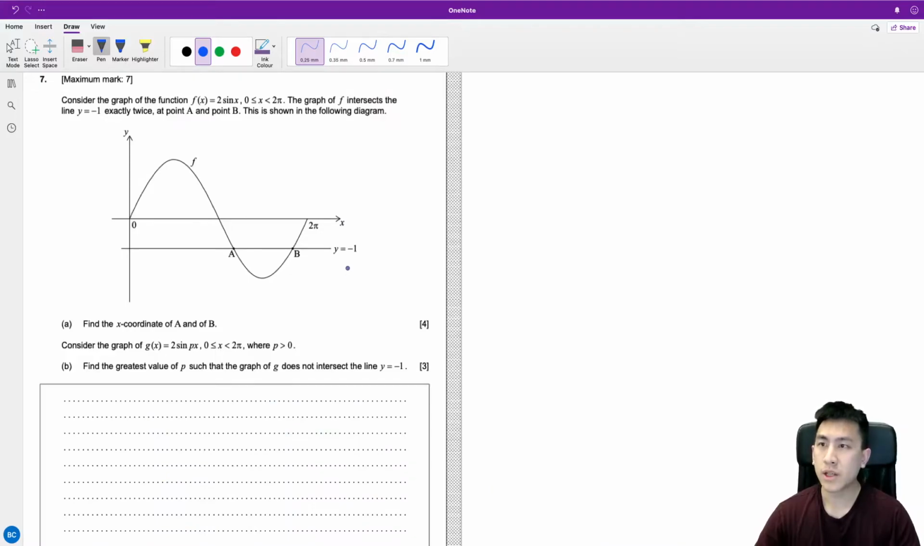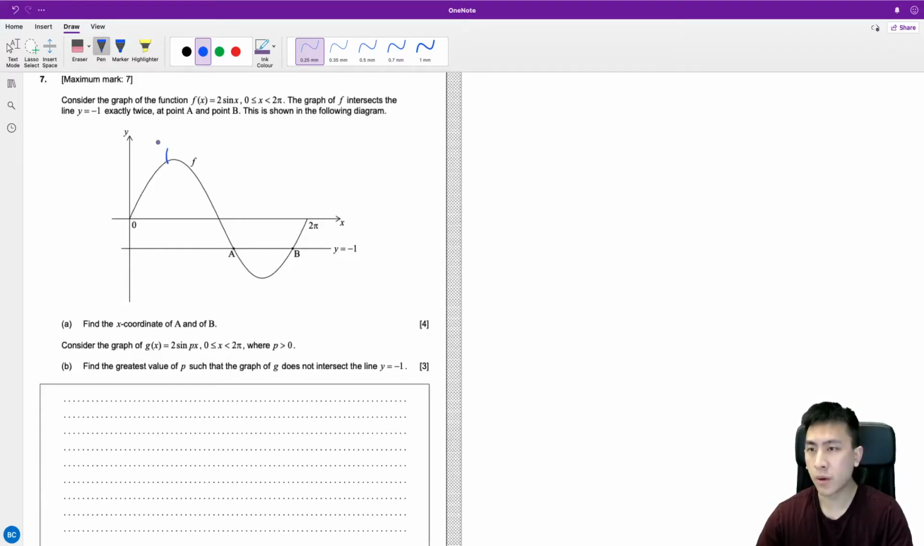All right, question 7. Consider the graph of the function f equals 2 sine x, sketched for the domain of 0 to 2 pi. Now they tell you that the graph f intersects with the line y equals minus 1 exactly twice, at points a and b. So part A, they ask you for the coordinates of a and b. So how about we just label the graph a little bit more clearly, right?